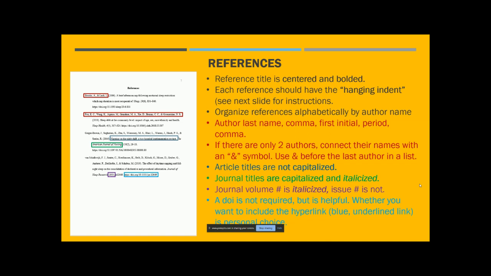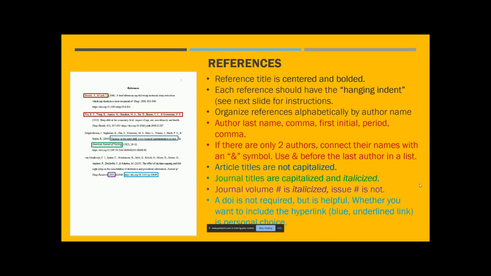So the title should be centered and bolded. The authors should be listed alphabetically. And then after that, you have the year, and then you have the article title, and then the journal title, the journal volume, and then the issue, the pages, and the DOI. And I tried to pair the text describing the thing with the text box I put around the part that I'm discussing, if that's not clear.